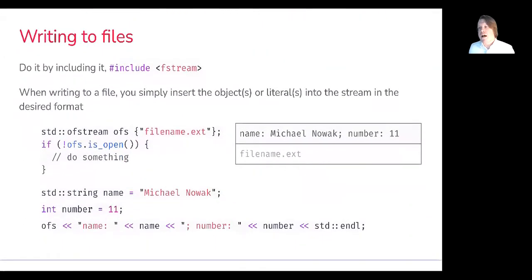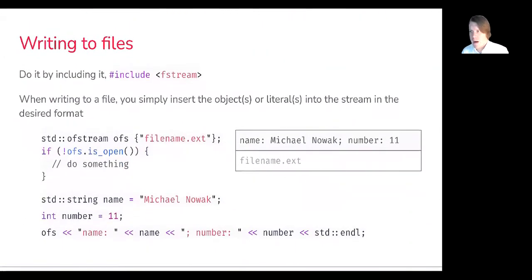Now, writing to files is going to be no different than writing to the standard output. The only difference is that we're going to have to bind a stream to the particular file that we would like to write to. In order to interact with file streams, we're going to have to include fstream into our application. When writing to a file, we're simply going to insert the objects or literals into the stream in the desired format, exactly as we did when writing to standard output.